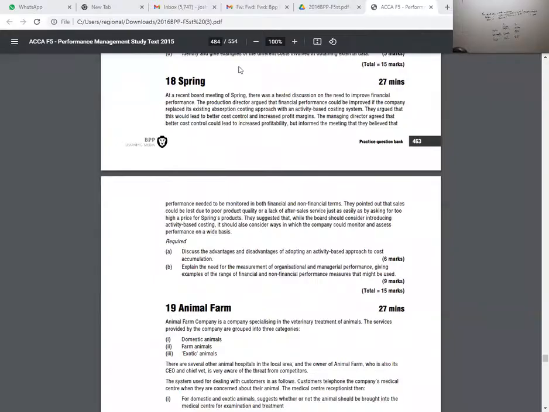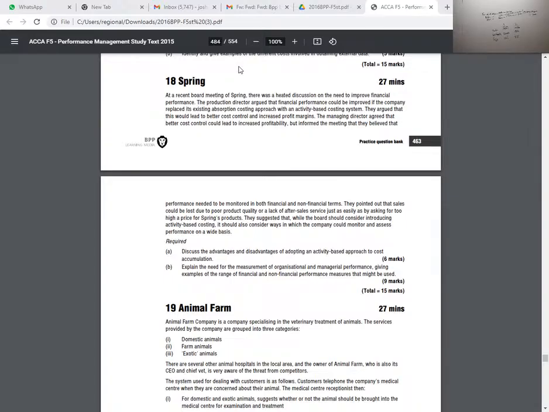Yes, we can even just discuss this question 18. Even if it's a theory question, it's important to discuss it. At a recent board meeting of Spring, there was a heated discussion on the need to improve financial performance. The production director argued that financial performance could be improved if the company replaced its existing absorption costing approach with an activity-based costing system. I love this activity-based costing. You guys should even look at a computational question of activity-based costing. I love activity-based costing.